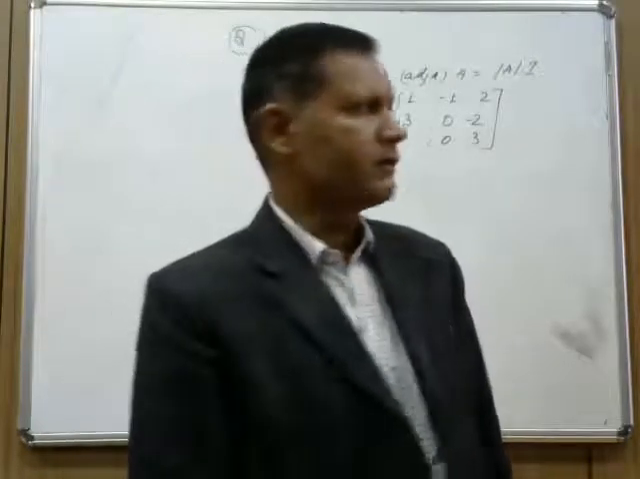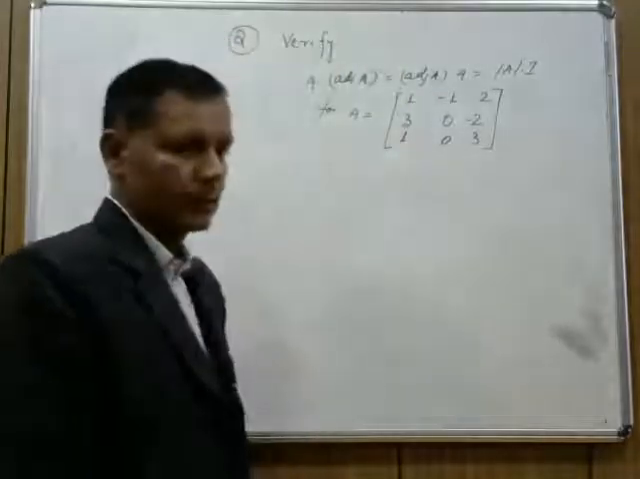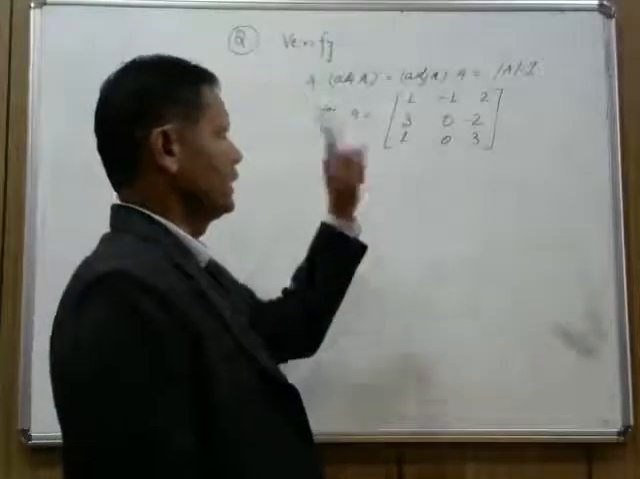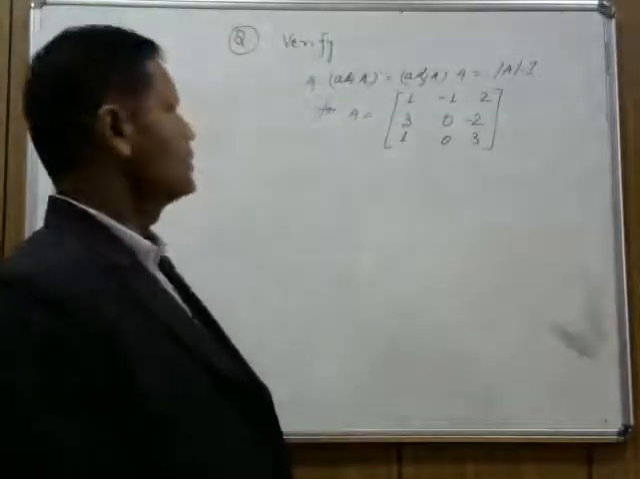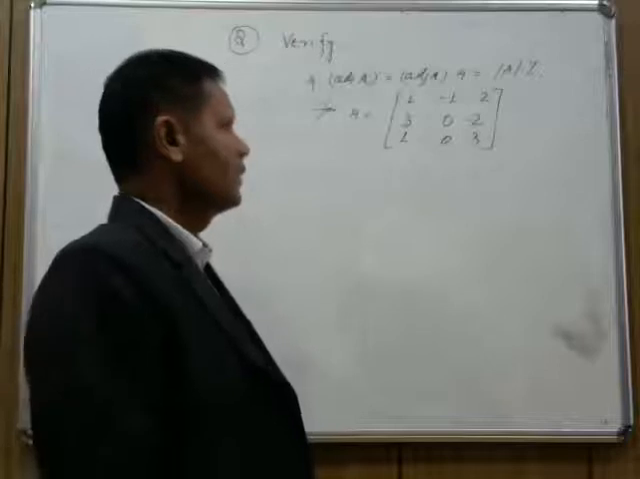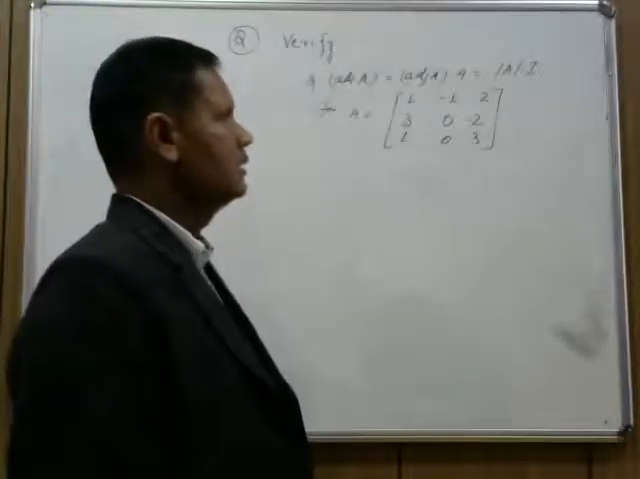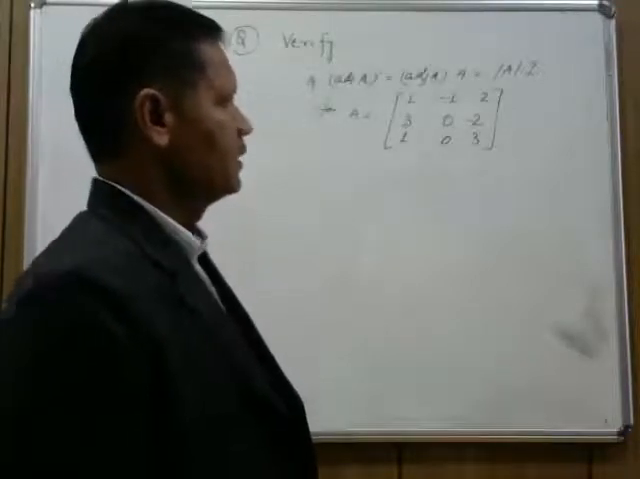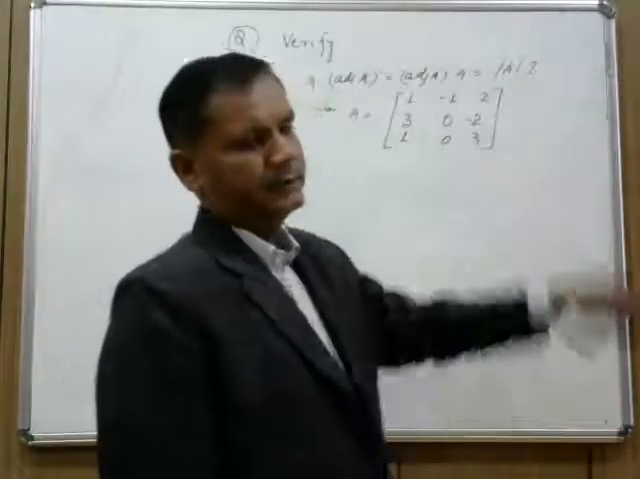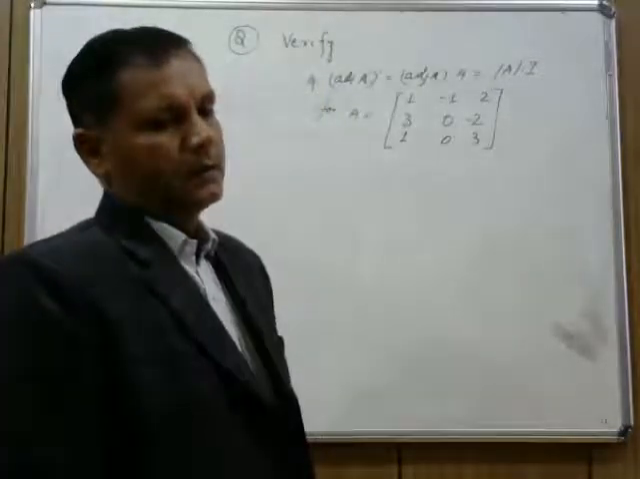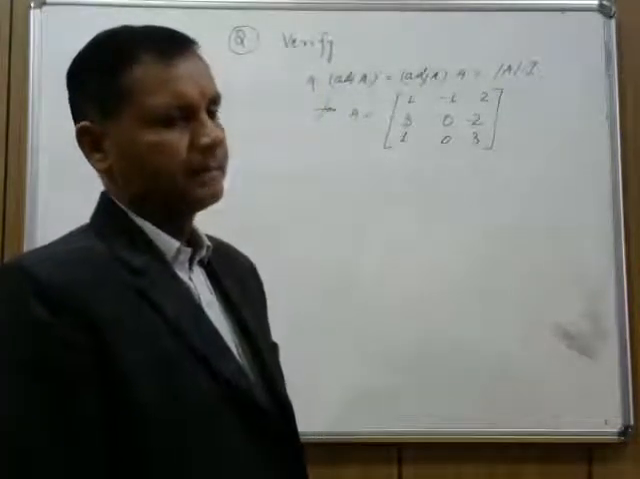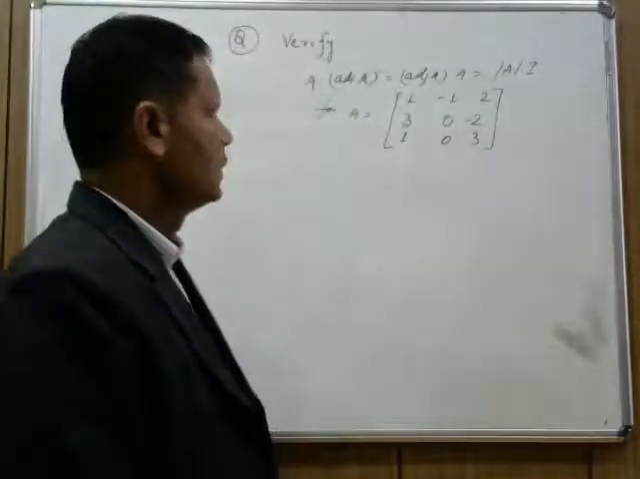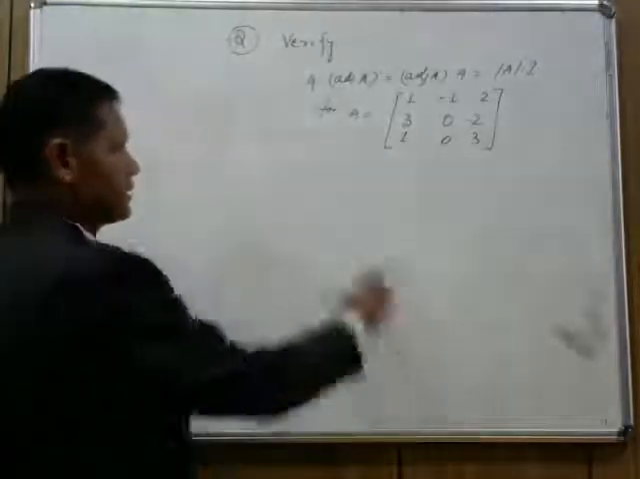The first property, which I have written and am going to prove right now, is that if I multiply any matrix by its adjoint, that means A into adjoint of A, or adjoint of A by matrix A, then the value will be the determinant of A into I, that means the unit matrix times determinant A. We are going to prove it. So now here is the matrix.